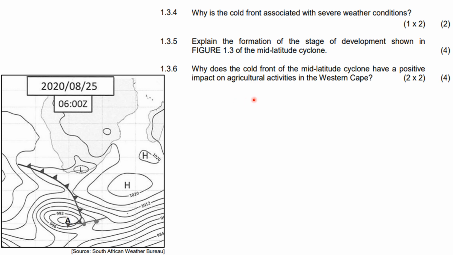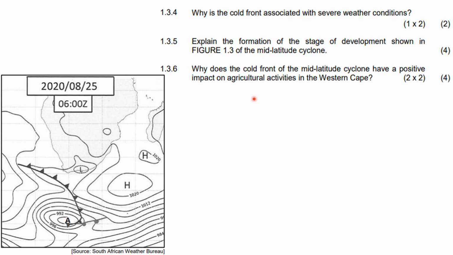The emphasis here is on the fact that your mid-latitude cyclone brings rainfall that is essential and important for farming to take place. So in this instance, there are a number of things you could say. You could say that the mid-latitude cyclone brings rain that automatically waters the crops.